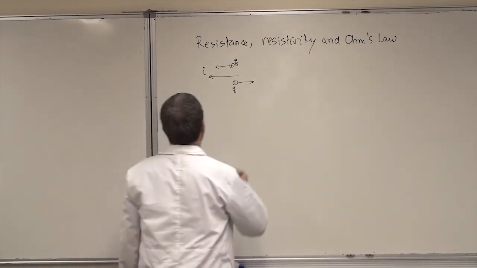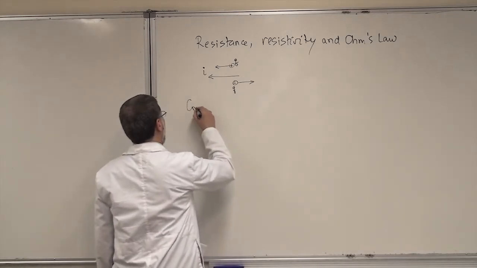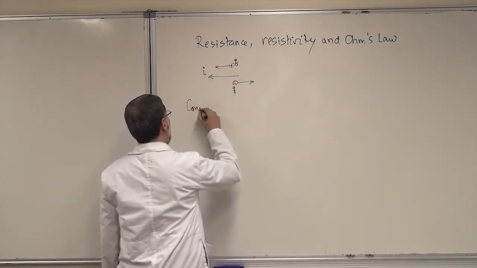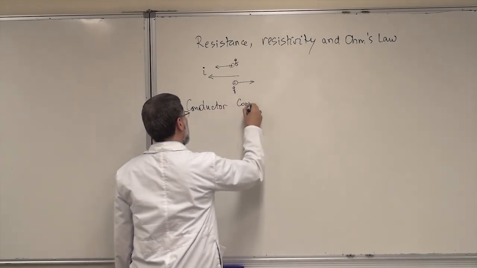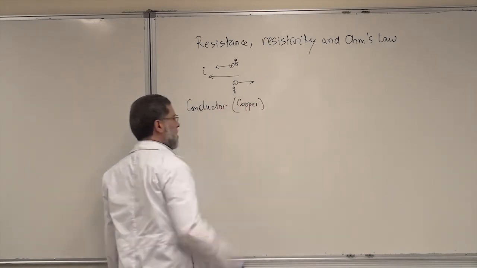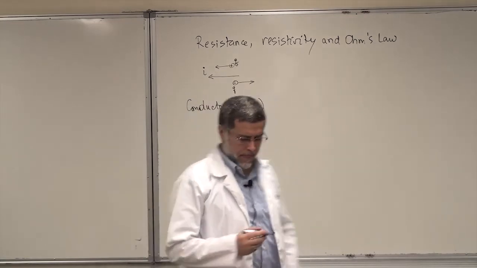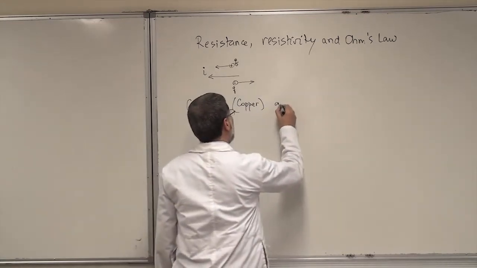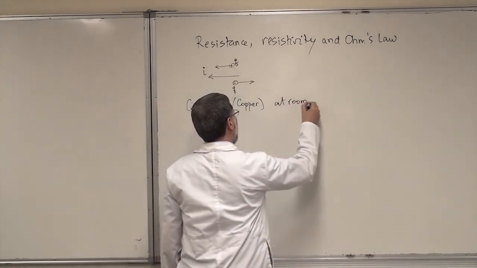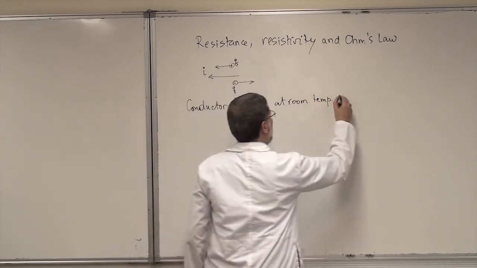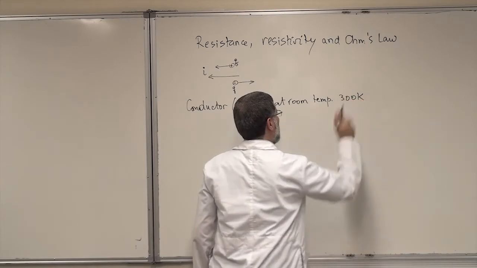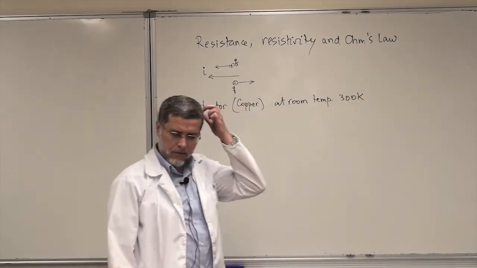Now let's take a conductor. Okay, a conductor such as, for example, copper. This is as an example, okay? Just an example. And at room temperature, which is around 300 Kelvin, okay? Room temperature will be around 300 Kelvin, okay?